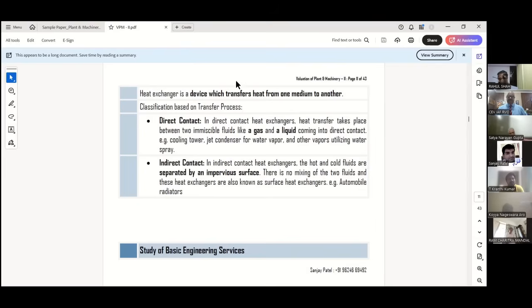So it is a function of the heat exchanger. Heat exchangers may be direct contact or indirect contact. When direct contact, heat transfer takes place between two immiscible fluids, like a gas and a liquid, coming into direct contact. If any tube fluid which is immiscible, meaning, anyone?